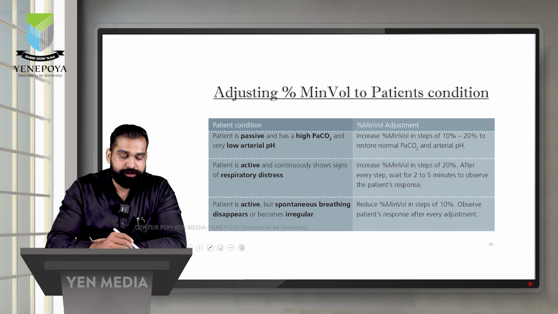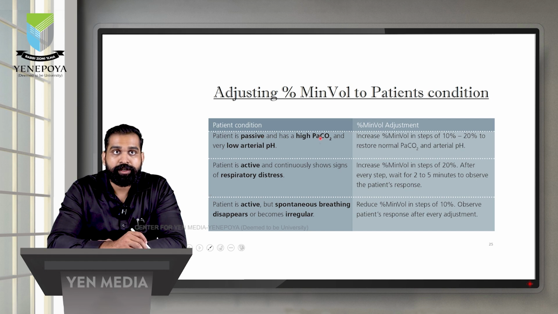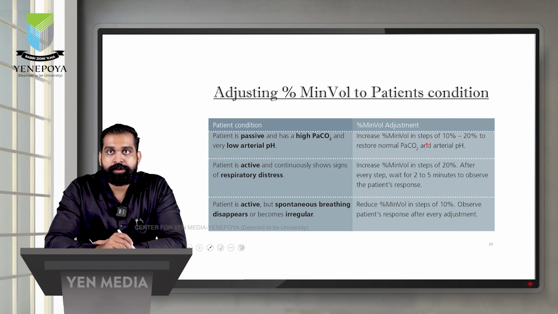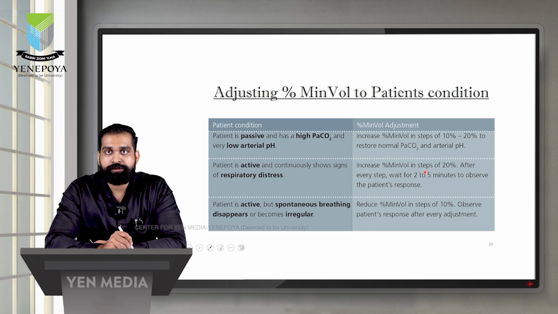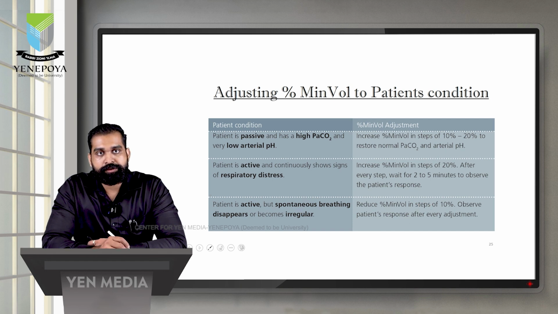Now, how precisely to adjust? So, in a passive patient, if the PCO2 is high and the arterial pH is low, then you increase the percent minute volume in steps of 10 to 20% until you restore the normal PCO2 and arterial pH. Now, in an active patient, if the active patient shows continuous signs of respiratory distress, then you increase the percent minute volume in steps of 20. Make sure that you wait for 2 to 5 minutes between each adjustment. Now, if the patient is active and the spontaneous breathing disappears or becomes irregular, try reducing the percent minute volume in steps of 10. Now, observe the patient's response in between your adjustments, and that is crucial.